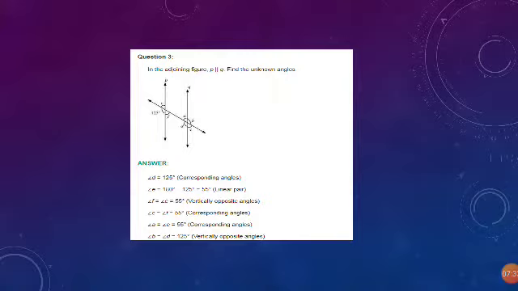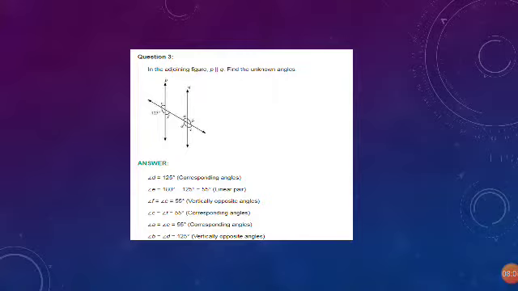Corresponding angles. Angle E: angle E is equal to 180 degrees minus 125 degrees, which is 55 degrees. Linear pair angles. Angle F is equal to angle E, because they are vertically opposite angles. Angle C is equal to angle F, which is 55 degrees.